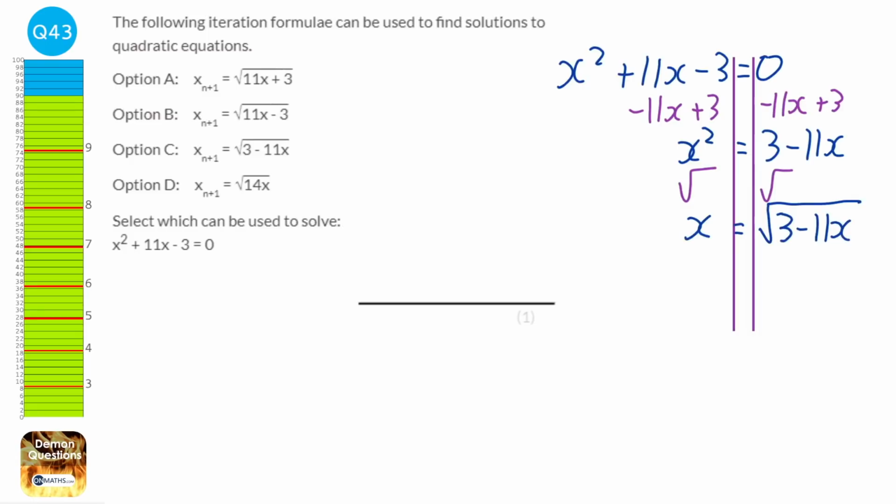And that's the way to come up with an iteration formula, is to isolate the x squared of a quadratic and then square root it, and then you've got this x equals, and it involves the square root and the 3 and the minus 11x, and you can see that that is option C with the choices, so the answer is just C.